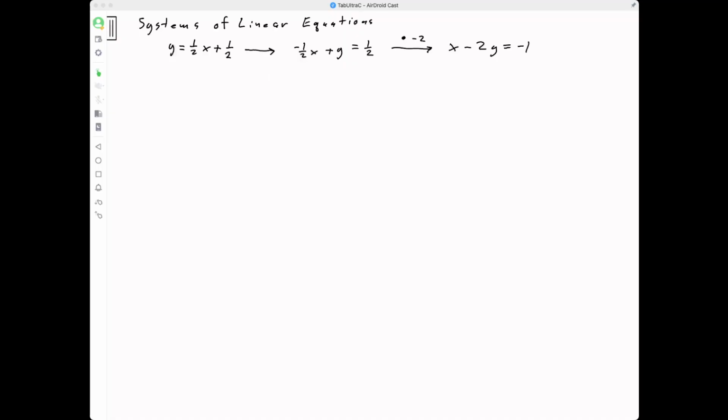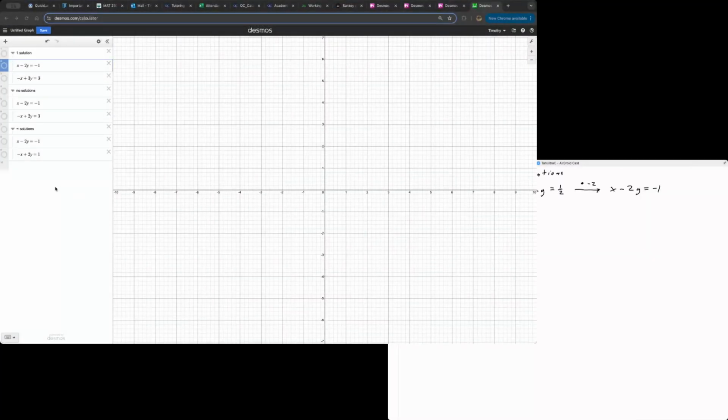And I want to look at what this equation looks like when I plot this as a graph. So I can go to Desmos, and I can plot x minus 2y equals -1, and I get this line. Now, that line is not a system of equations. That's just a single equation.